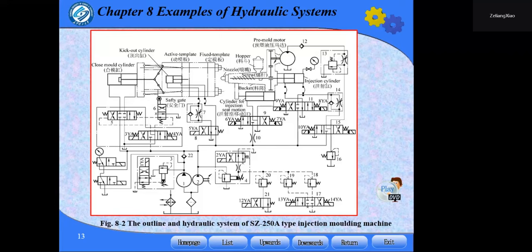The last process is screw withdraws and goes onwards. Sometimes the screw withdraws for being taken down. The solenoids 2YA and 8YA are energized to make pump 1 unloaded and the oil from pump 2 flows into the left chamber of the injection cylinder when the left position of valve 11. Then the piston drives the screw back when the solenoids 1YA and 8YA are energized. The screw will move onwards. This is the whole process for the injection mold machines.